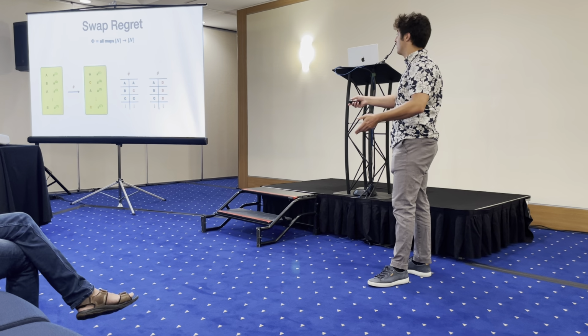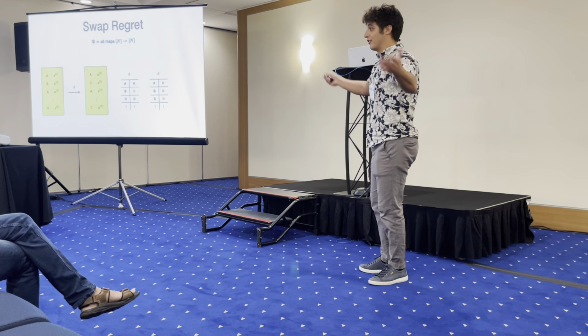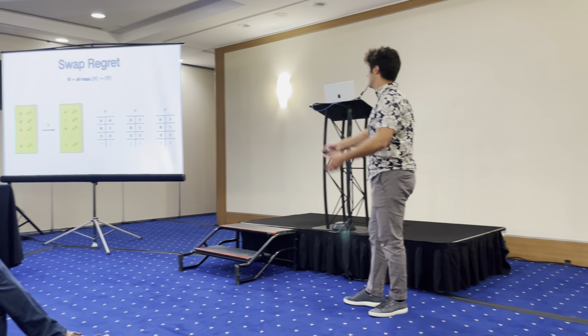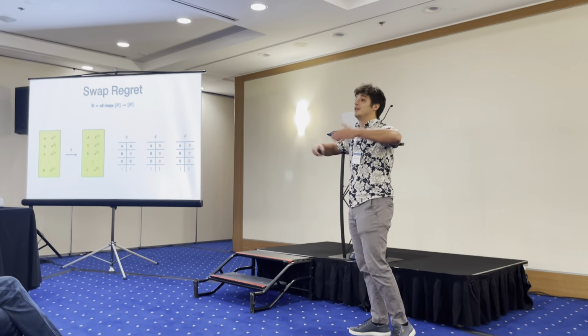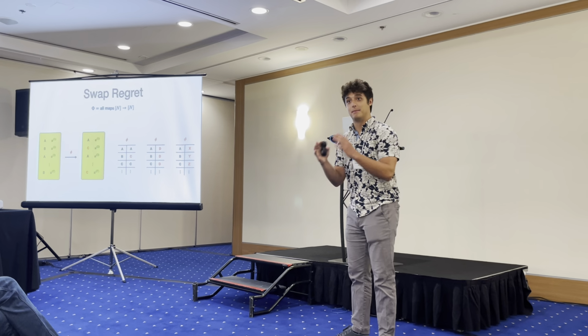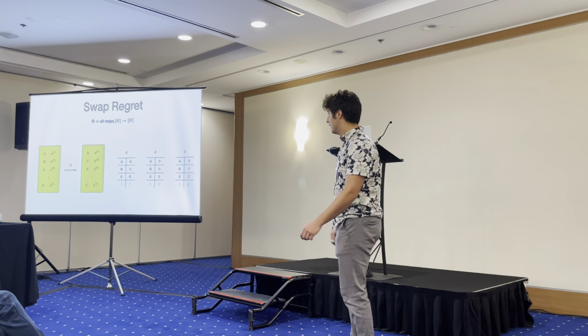But of course, we also contain within our set of swap transformations all the external regret transformations, all the constant mappings, as well as mappings where every single action goes to a totally new action. All of these transformations are going to be in our set. We want to compete well against all of these transformations.